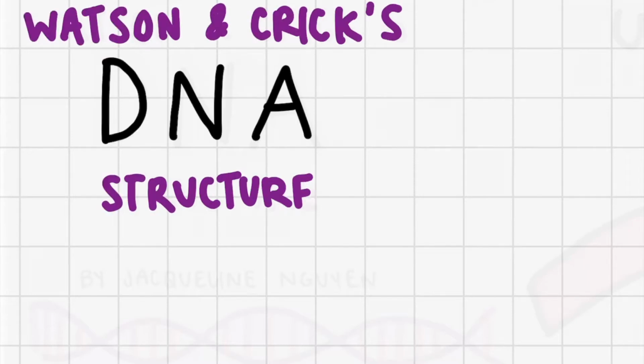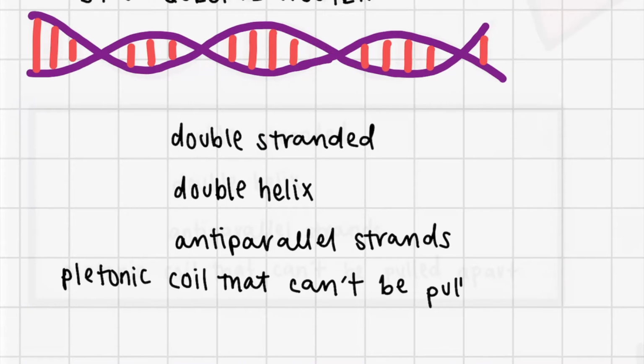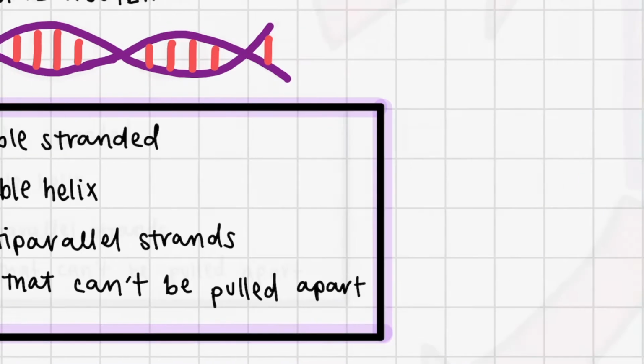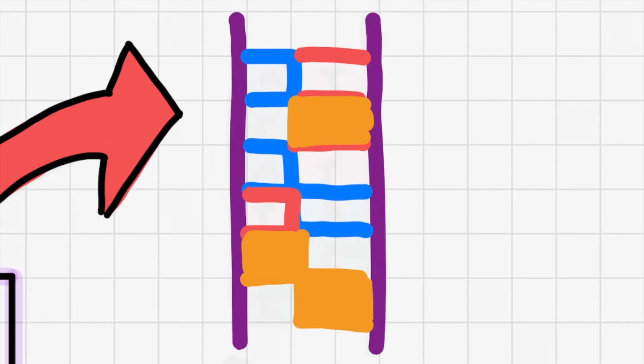Okay, so today we will be looking at Watson and Crick's DNA structure. DNA is double-stranded, forming a double helix. The strands are also anti-parallel and have a plectonemic coil that can't be pulled apart. Looking further into that, I've drawn out a DNA, and you can see the different nitrogen bases pairing up.